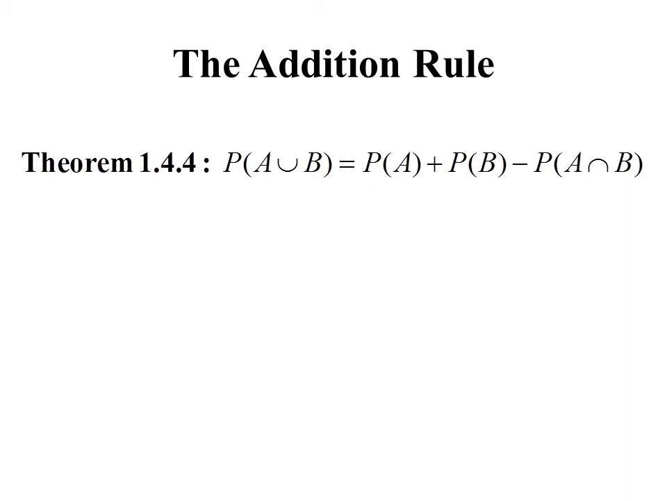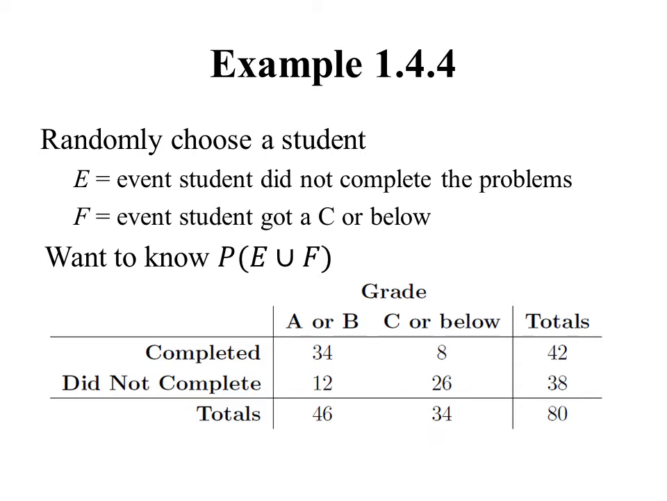Okay? So this rule says the probability of A union B is P of A plus P of B minus the probability of their intersection. Now, you may ask, why do we have to subtract? Well, the basic idea here is we subtract so that we don't double count anything. So to illustrate what this means and how to use the addition rule, let's look at this last example.